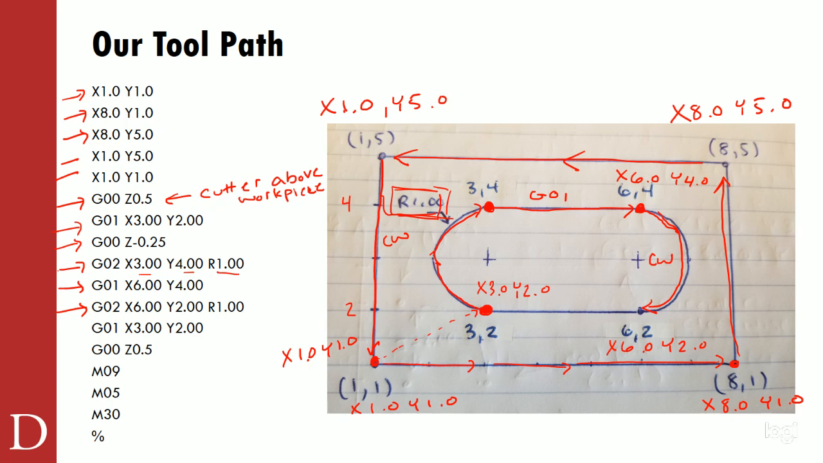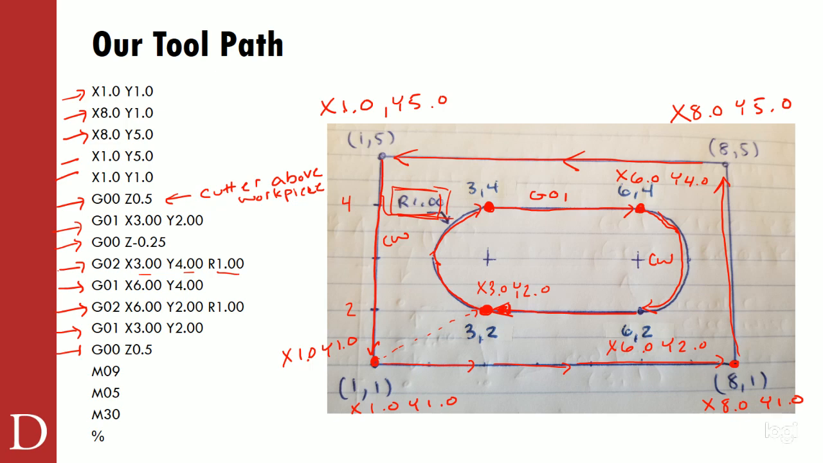Then the last thing I need to do is get from 6.2 all the way back over to 3.2 in this direction. So I can see a G01 that goes from X 3.0 to Y 2.0. And then the last step here I'm going to do is a G00. It's going to rapid me out to just above the workpiece, which is a half inch above the workpiece. I'm pulling my cutter out of the metal at this point.